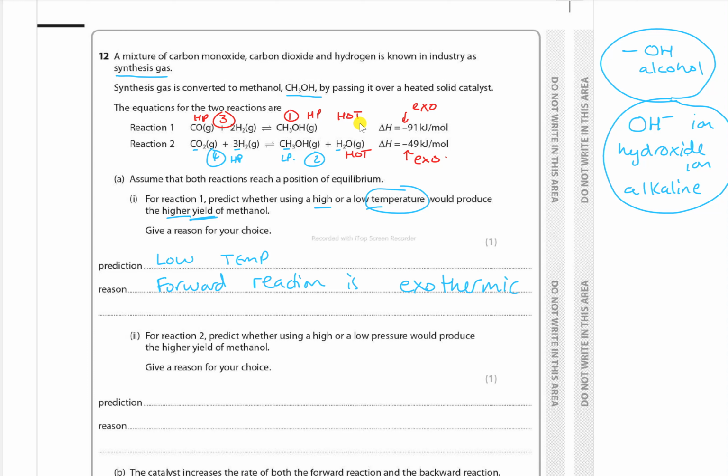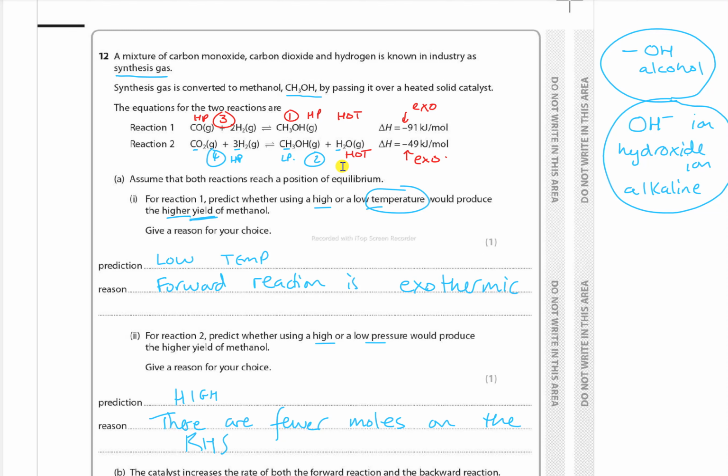Right, for reaction 2, predict whether using high or low pressure would produce a higher yield. Right, so if you use high pressure, the system wants to go to the low pressure side, which is the side we want it to go to, the product side. So it'll shift to the right. So you use high pressure. Why? Because there are fewer moles or molecules, whatever you want to use, on the right hand side.